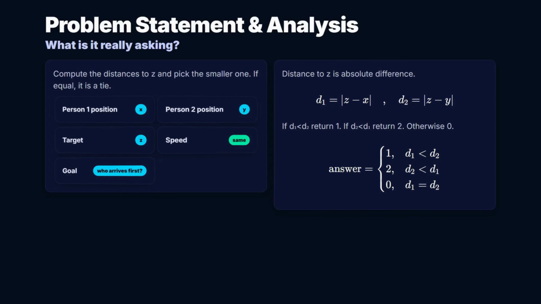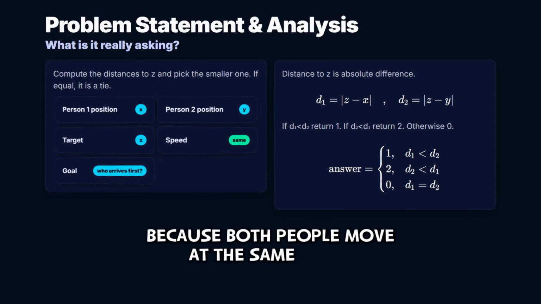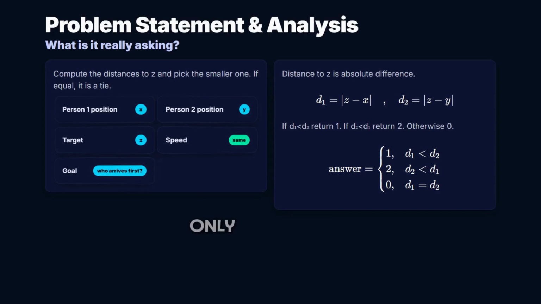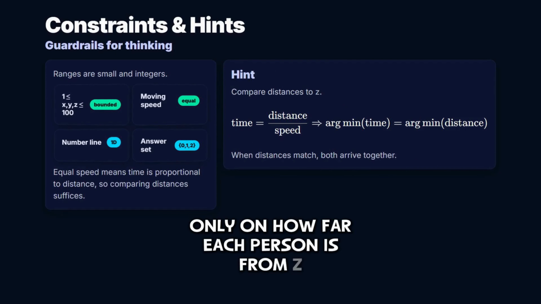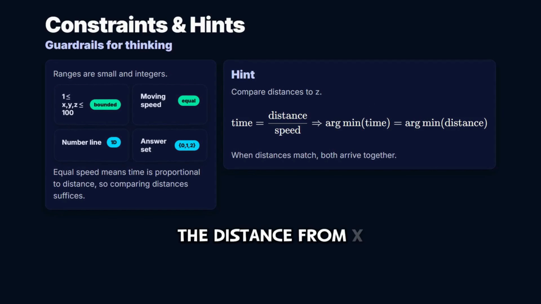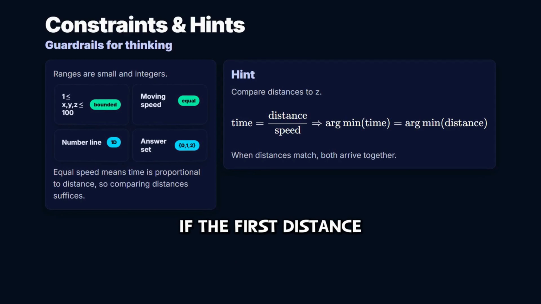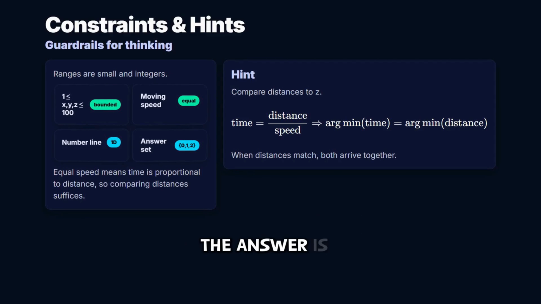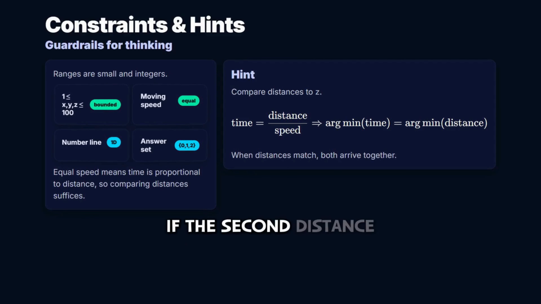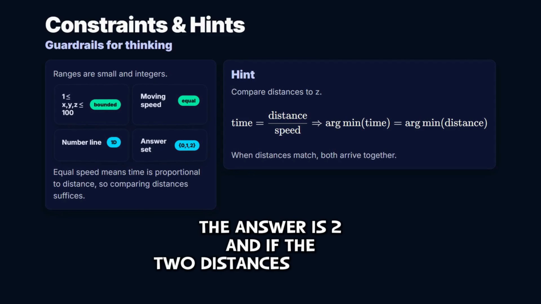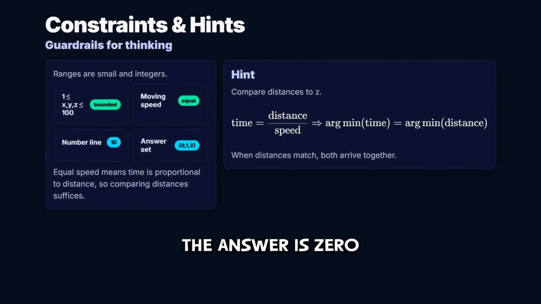Because both people move at the same speed, the arrival time depends only on how far each person is from Z. The distance from X to Z is the absolute value of Z minus X, and the distance from Y to Z is the absolute value of Z minus Y. If the first distance is smaller than the second, the answer is 1. If the second distance is smaller than the first, the answer is 2. And if the two distances are equal, the answer is 0.